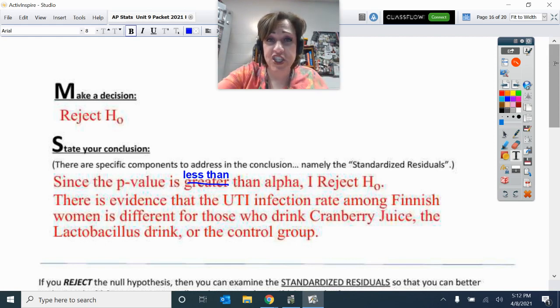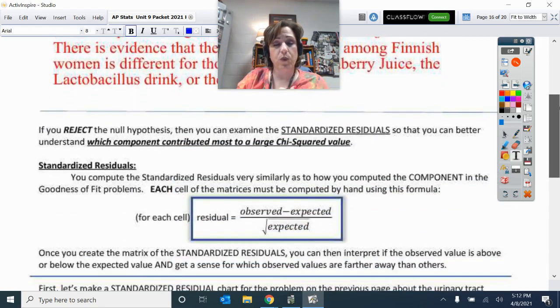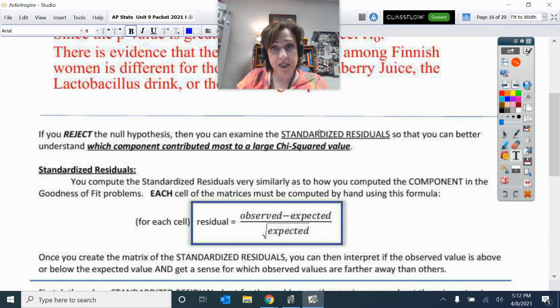If you reject, which we did, if I find there is a difference among the rates, then we need to give more information. Well, where is the difference? How much is the difference? What's going on with that? So we're going to do that with what are called standardized residuals, so that you can better understand which components contributed mostly to this chi-squared value. The standardized residuals are not on the formula chart, so that's annoying. It's basically kind of like the square root of a chi-squared.